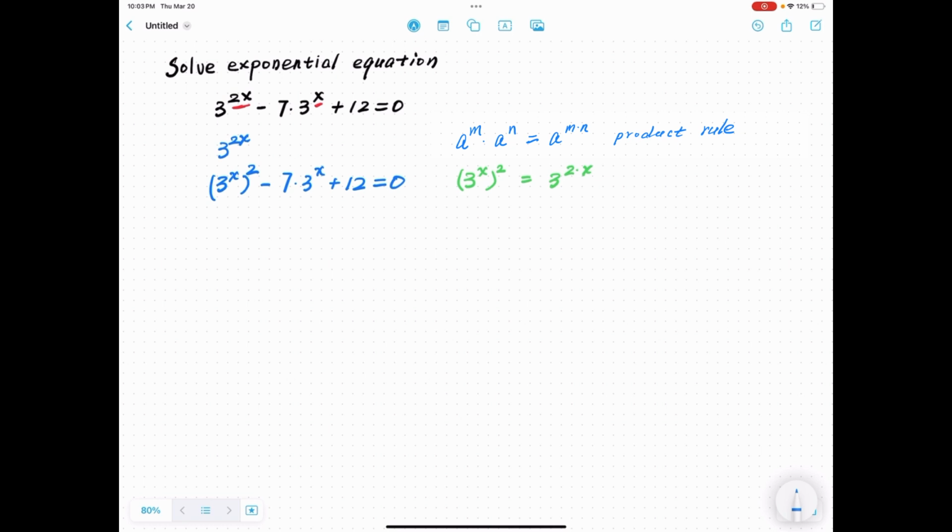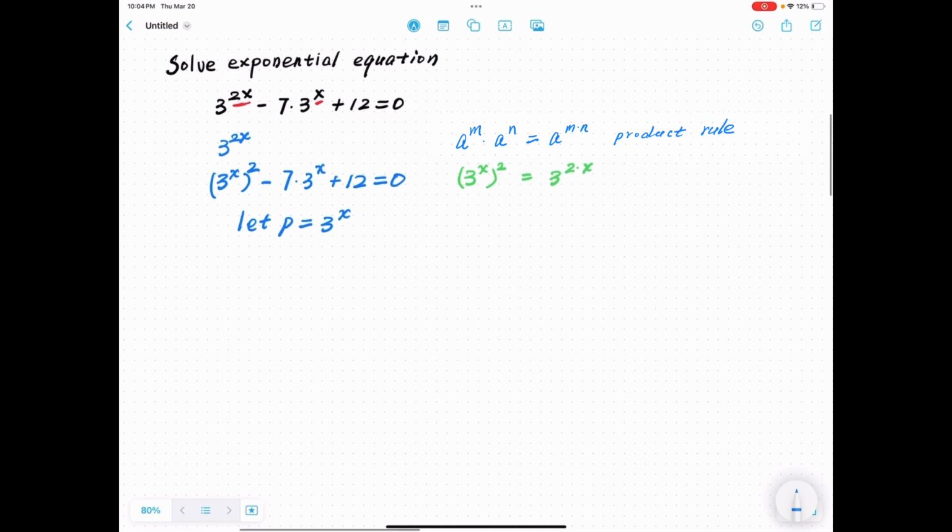Use a little substitution. Let p equal 3 to the power of x. And 3 to the power of x squared becomes p squared. And 7 times 3 to the power of x becomes 7p, plus 12 equals 0. We've got a pure quadratic equation. You know how to solve this quadratic equation. Factoring is usually the easiest way to solve it.